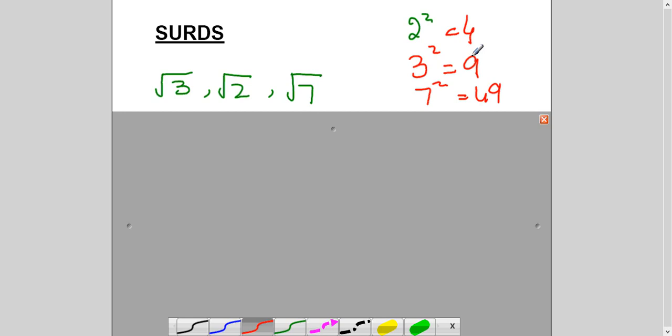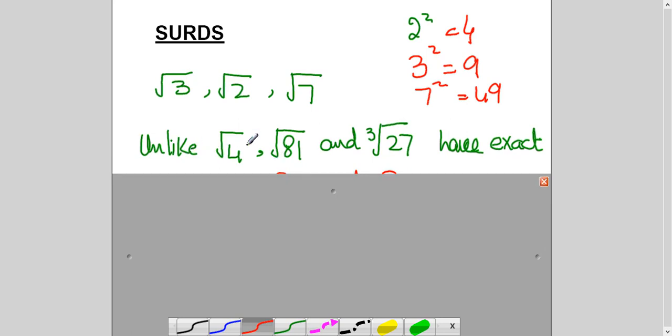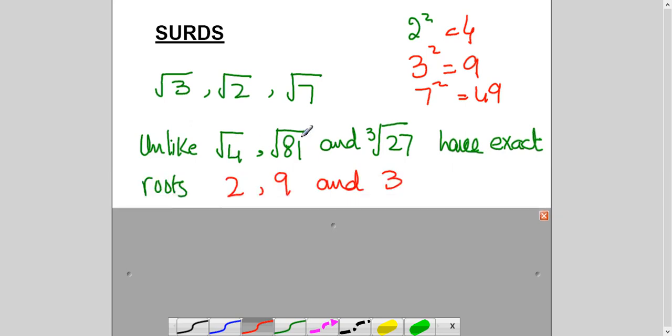So now, if you see, root 3 is not a perfect square number, root 2, no, root 7, no. So these are called surds, right? Whereas if I write root 4, it is not a surd. The answer of it is 2. If I write root 81, it is not a surd. The answer is 9. Cube root of 27, the answer is 3. So surds are these types of numbers. I hope you understood with the help of examples.